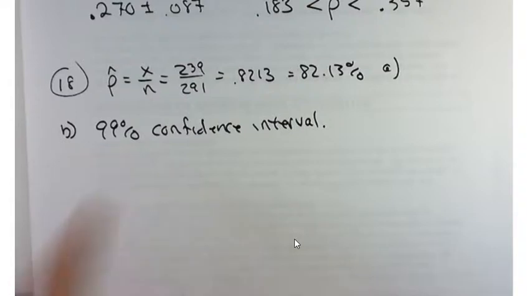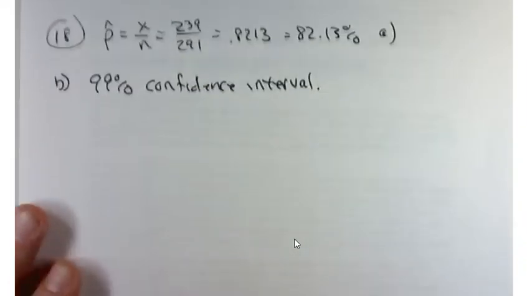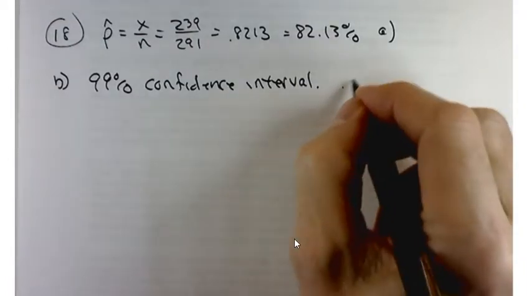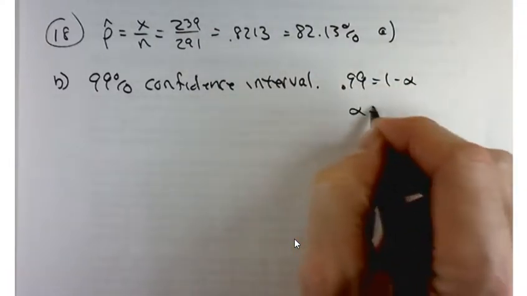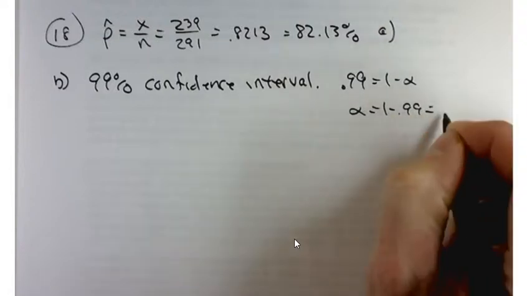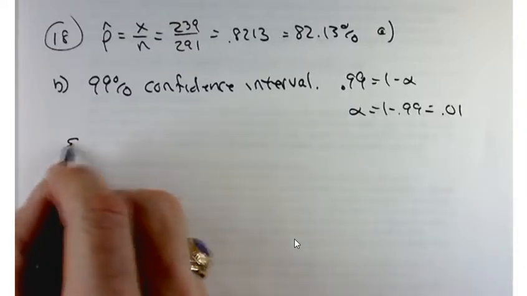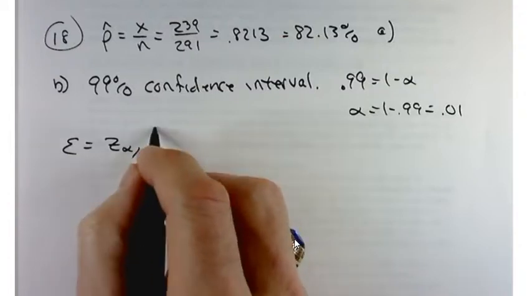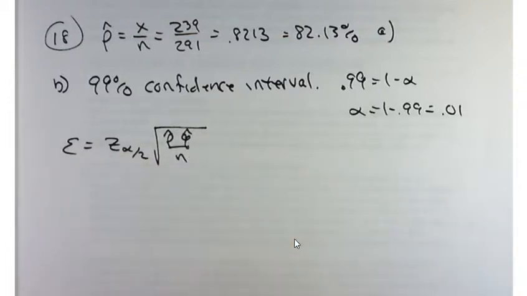Now, if we're constructing a 99% confidence interval, what's that telling you about the significance level alpha? What's alpha going to be? Yeah, 0.01. So 0.99 equals 1 minus alpha, or alpha equals 1 minus 0.99, which is 0.01. Why do we need that? Well, we need that to calculate our error term. E equals z sub alpha over 2 times the square root of p hat q hat over n.